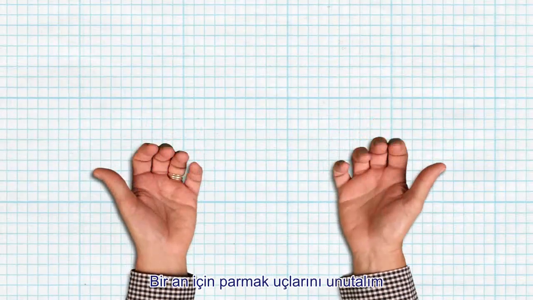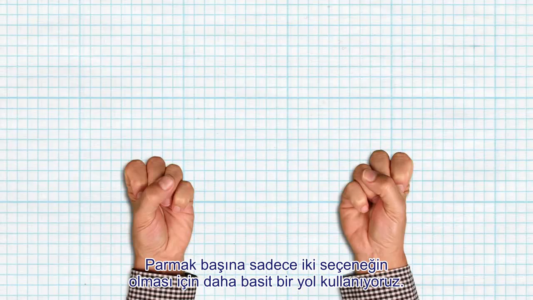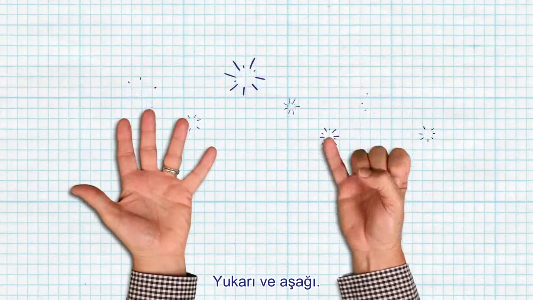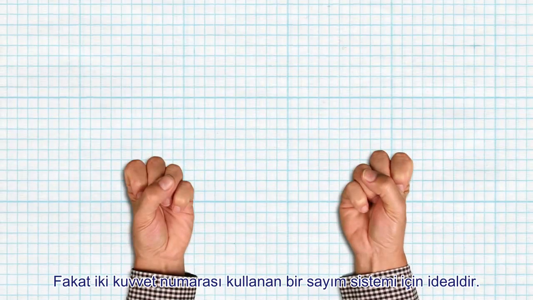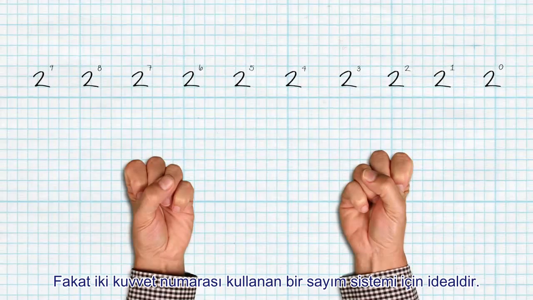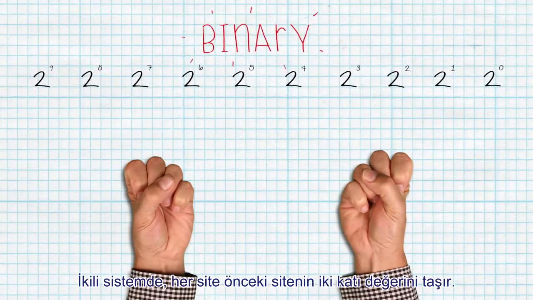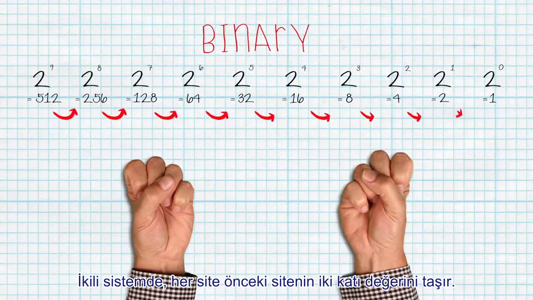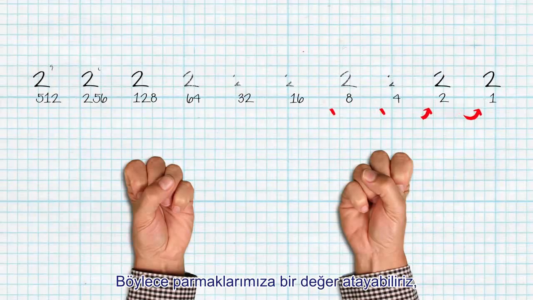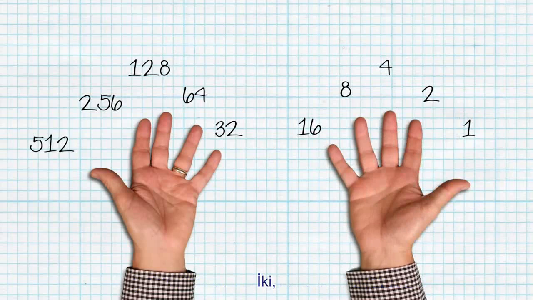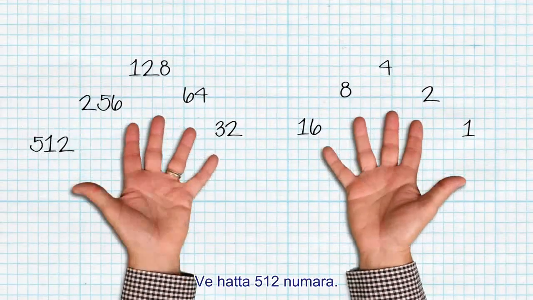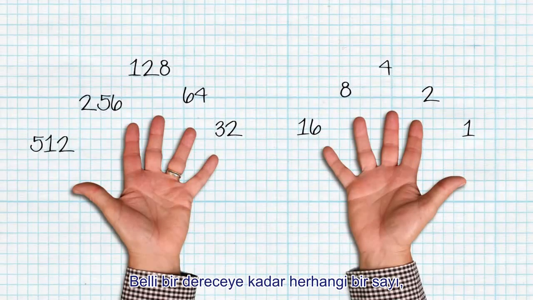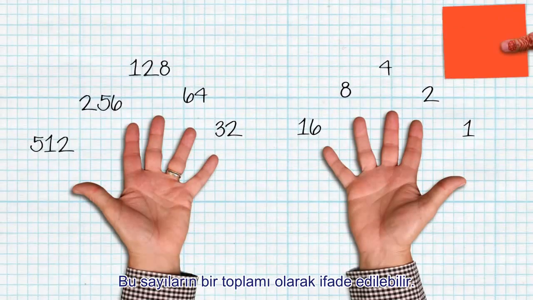Let's forget about finger sections for a moment and look at the simplest case of having just 2 options per finger, up and down. This won't allow us to represent powers of 10, but it's perfect for the counting system that uses powers of 2, otherwise known as binary. In binary, each position has double the value of the previous one, so we can assign our fingers values of 1, 2, 4, 8, all the way up to 512.